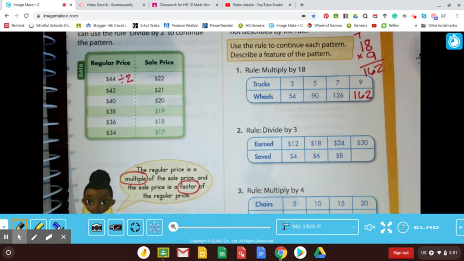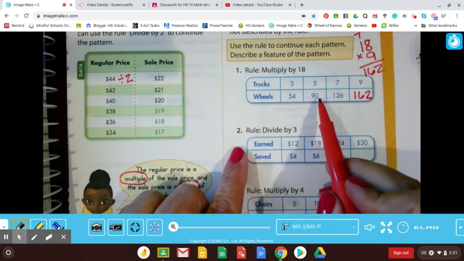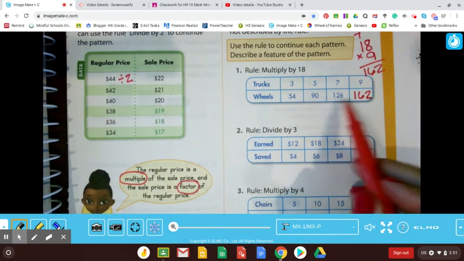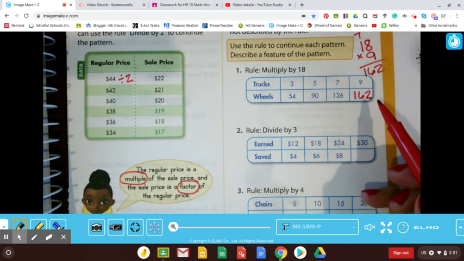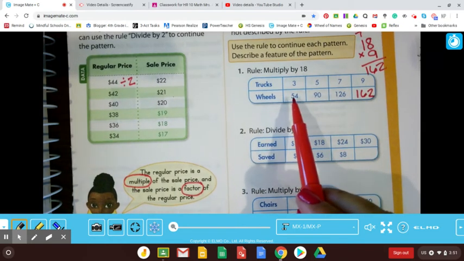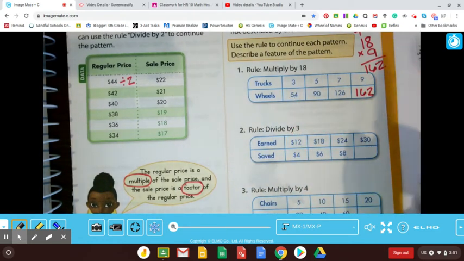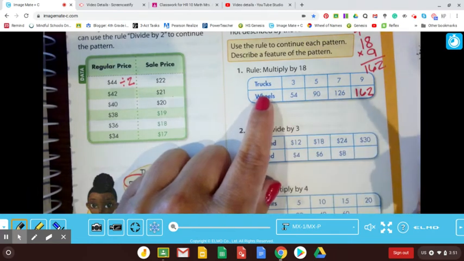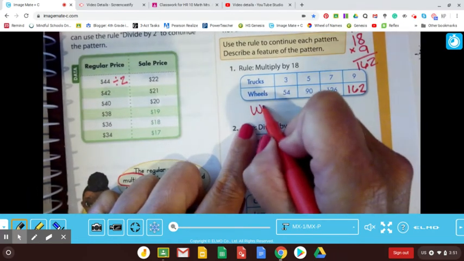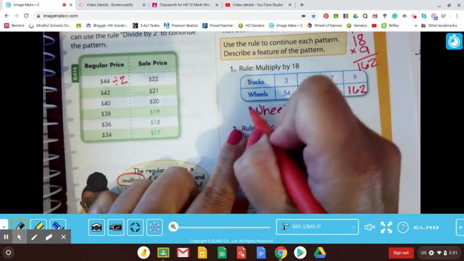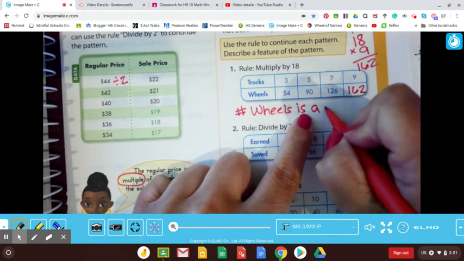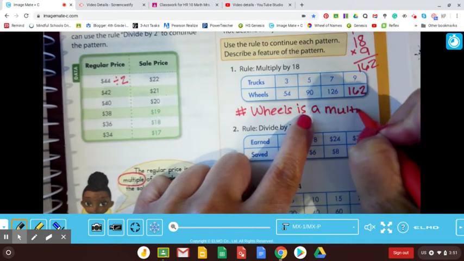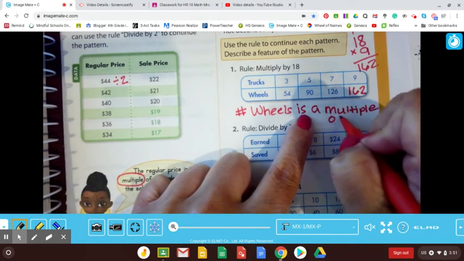And let's see, a feature. That would be even. I could say that they're evens. We could also say that the number of wheels are multiples of 18, right? Because they have to be. We're multiplying by 18. So I'm going to write that. Number of wheels is a multiple of 18.